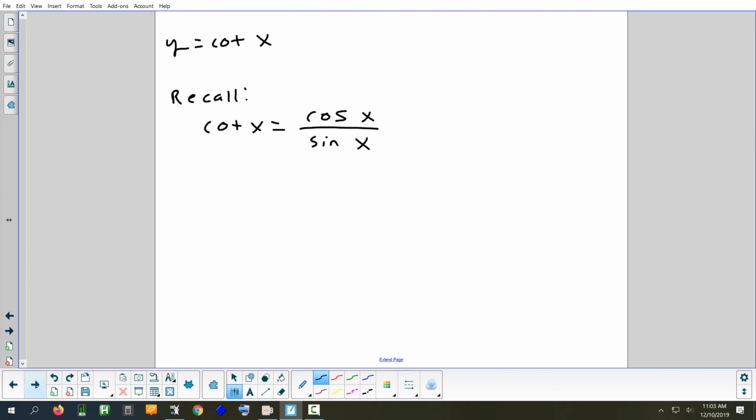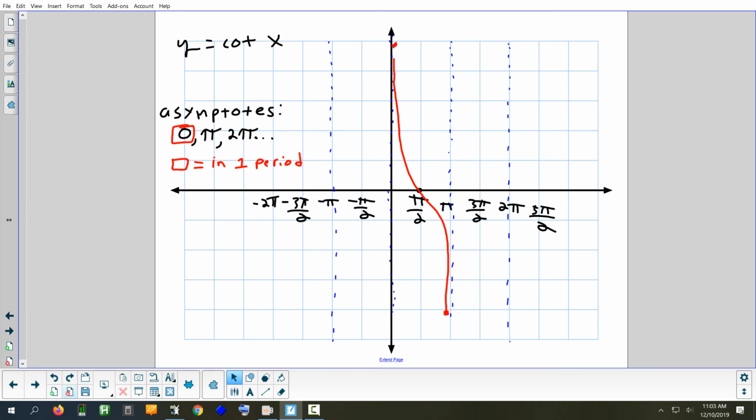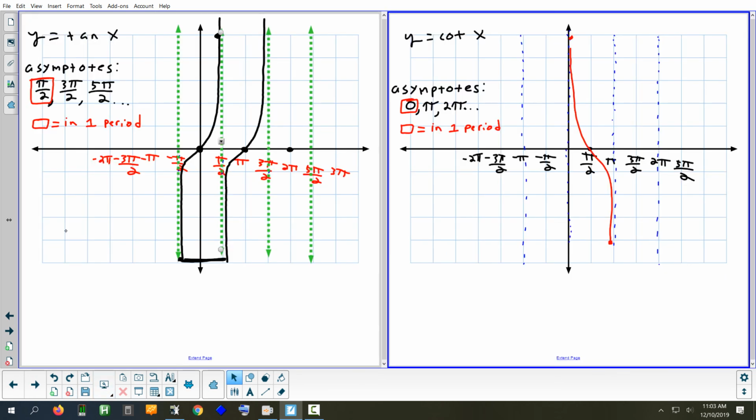Now, I'm not going to go through all the same detail for cotangent, but it's very similar. Cotangent would have vertical asymptotes where the sine is 0, and it'll cross the x-axis where the cosine is 0. So basically, what happens between tangent and cotangent? All your asymptotes and all your intercepts switch. Does everybody have that? I'm going to delete it so I can put tangent and cotangent right next to each other.